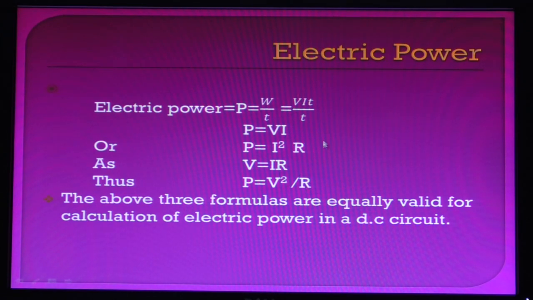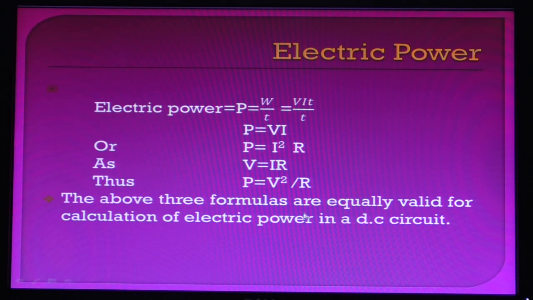So you can see how many formulas we have for electric power. The first one is work over time, that is VIT over T, from there we get P is equal to VI. Then we get P is equal to I square into R, and now P is equal to V square over R. The above three formulas are equally valid for calculation of electric power in a DC circuit, direct current circuit.